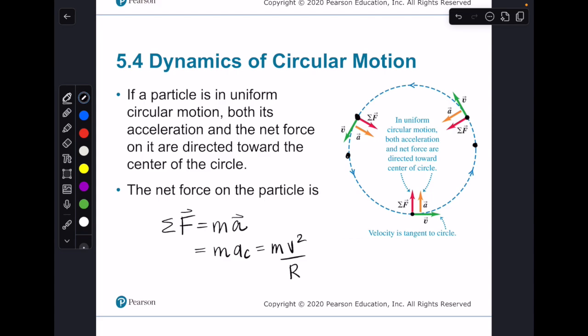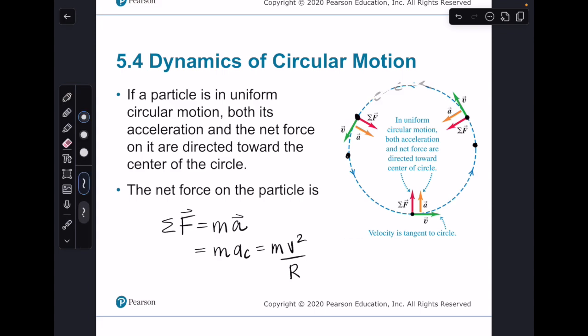So let's talk about another unique application of Newton's laws, and that's in the situation of an object moving in circular motion. So if a particle is in uniform circular motion, recall that it's moving at constant velocity, but it still experiences an acceleration, and that's due to the changing direction of the velocity. So although the magnitude of the velocity remains constant, the direction, as you can see here, is constantly changing. And therefore, an acceleration is produced. And the direction of that acceleration is towards the center of the circle.